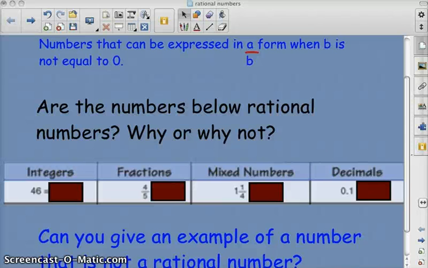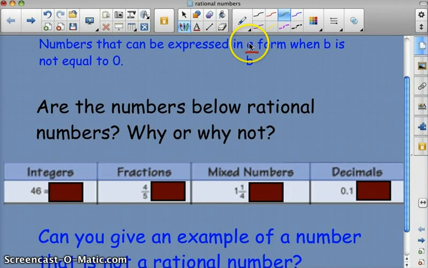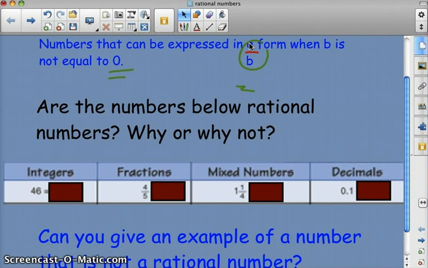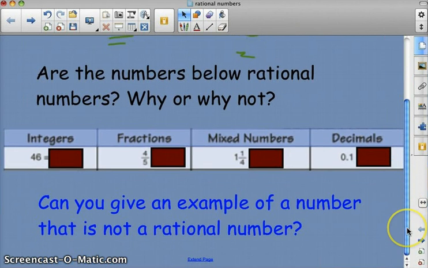Okay, rational numbers. Rational numbers are numbers that can be written in A/B form, A divided by B. A and B have to be integers, positive or negative whole numbers, and B cannot be equal to 0. So the numbers below, are they rational numbers? Okay, real quickly here, 46, that is a rational number because you could write it as 46 divided by 1.